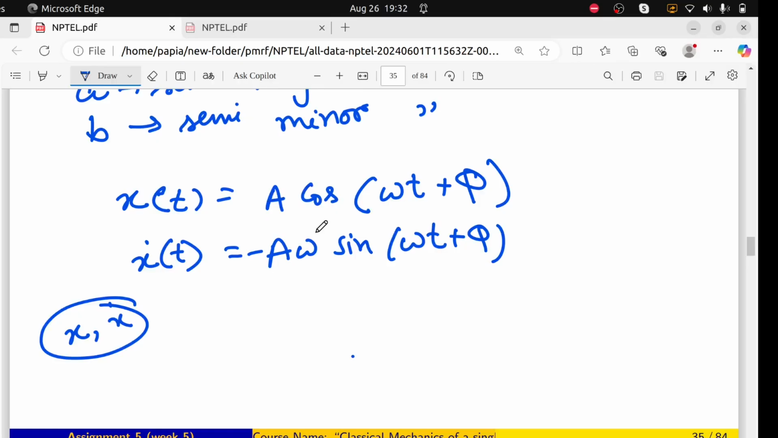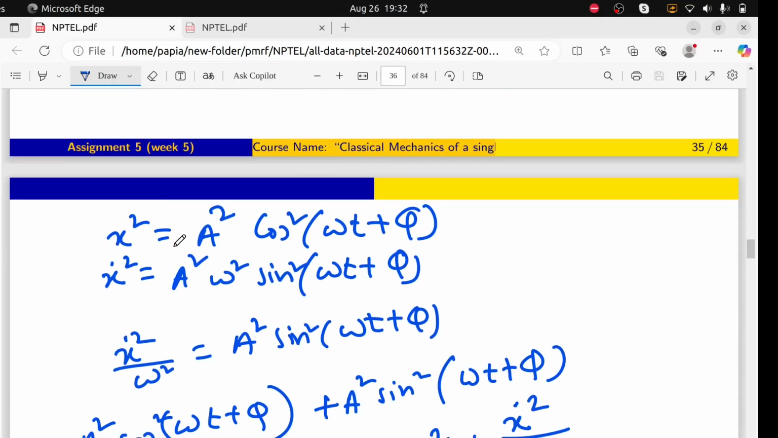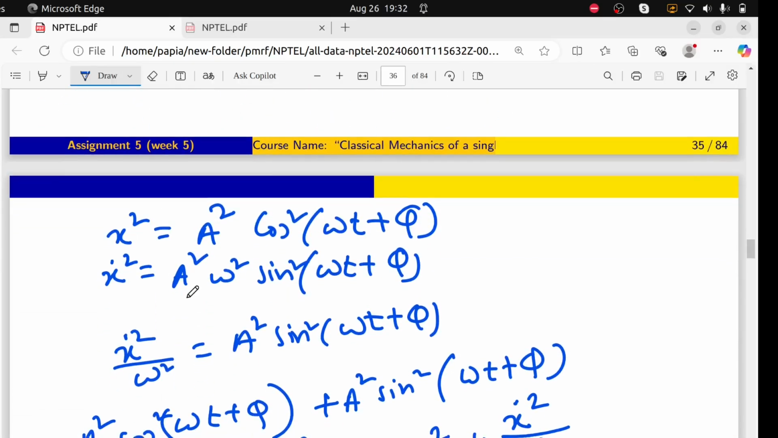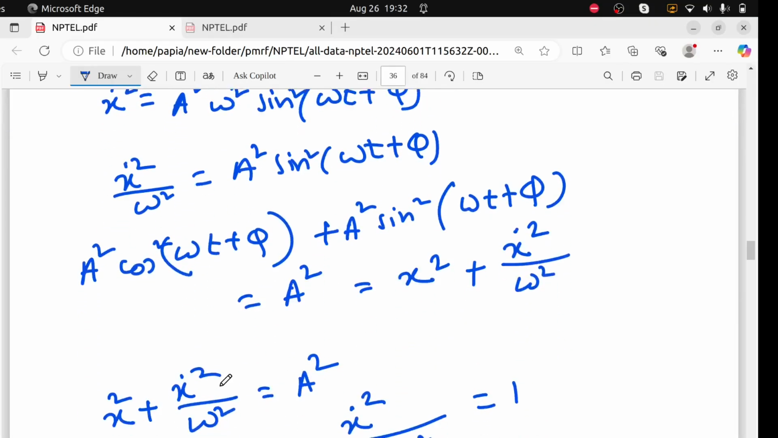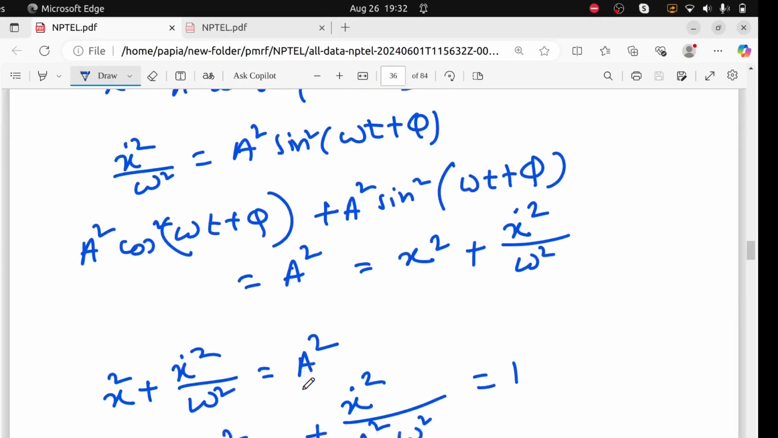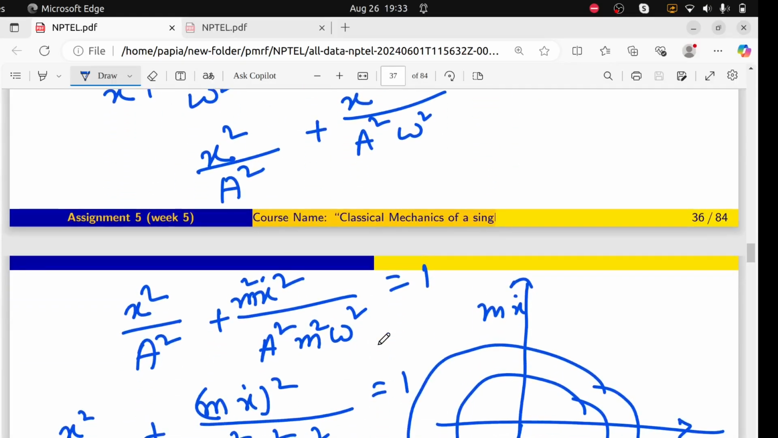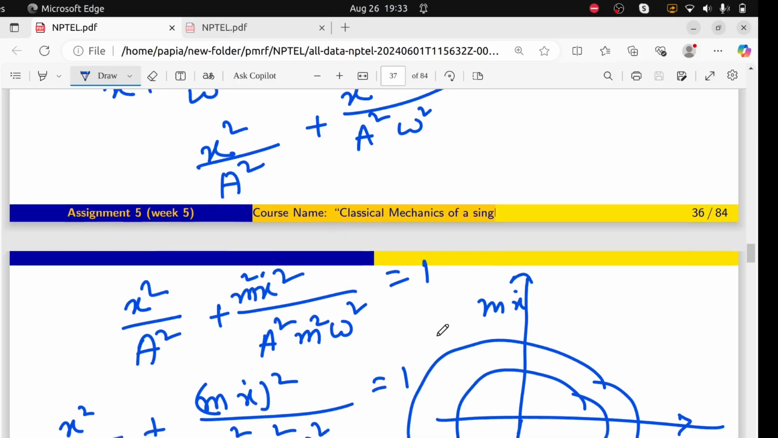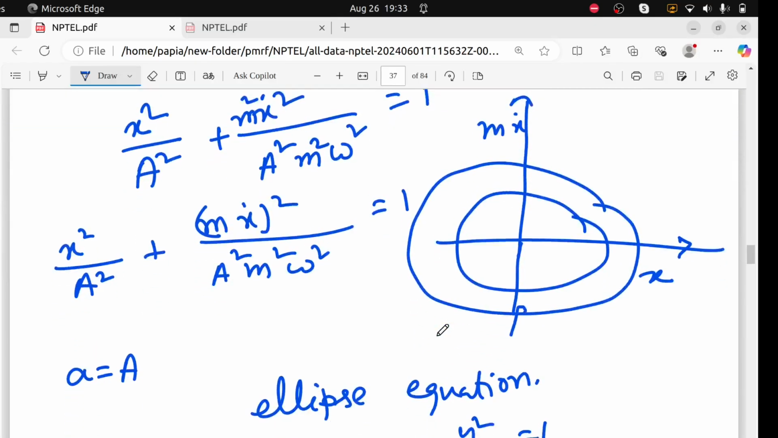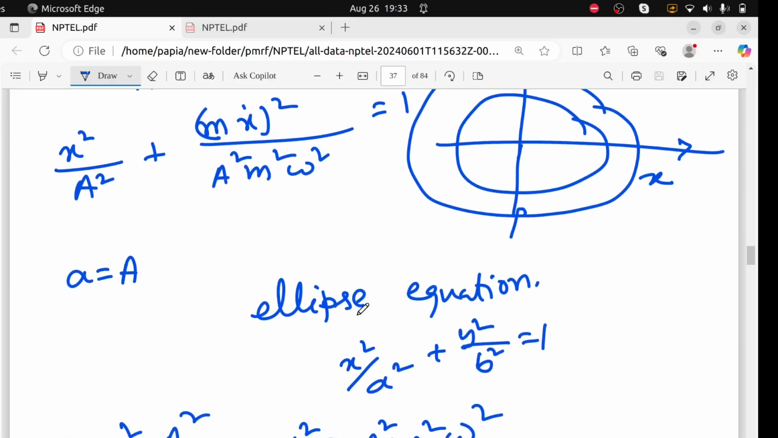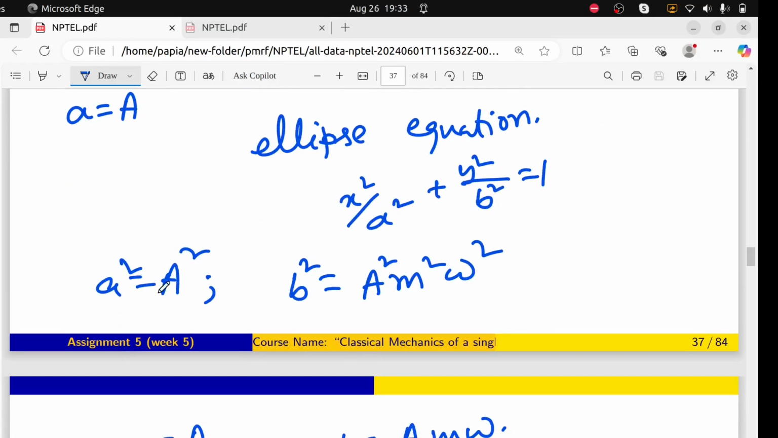1 is there, then we just calculate x square and p square. Then m square x dot square, because they just need the calculation in terms of the phase space, x and momentum, so that's why. So this is the ellipse equation. From here I can get A and B value.